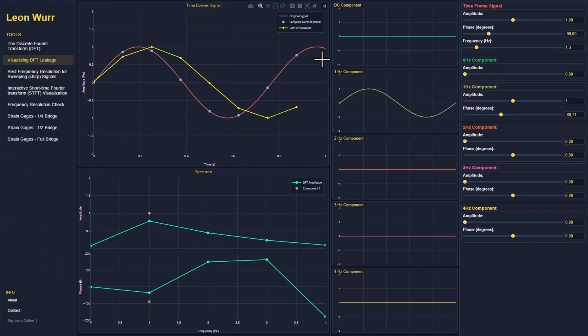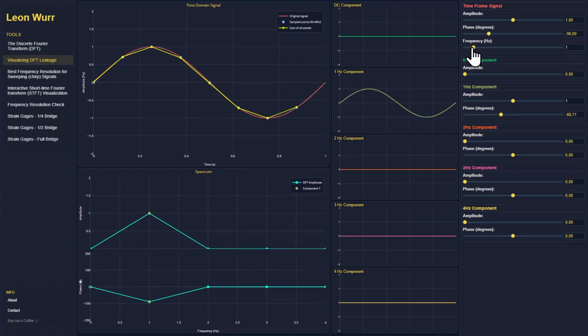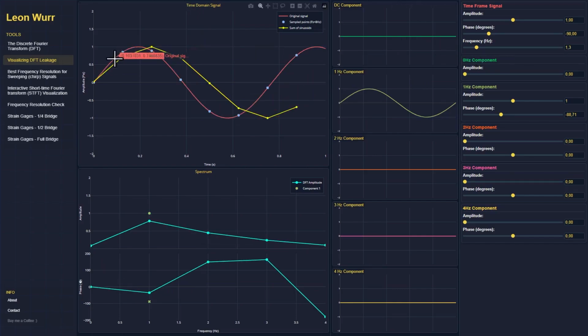That means that the signal doesn't wrap around cleanly. The end here doesn't match the beginning as it does with a 1 Hz signal, right? This end here is matching the beginning, so this is what we call a periodic signal. When we have a discontinuity between the beginning and the end of the observation time frame, meaning that the observation time frame doesn't fit an exact number of cycles of a particular sine wave, like in this example for 1.3 Hz in a 1 second window, the signal gets cut off partway through a cycle.